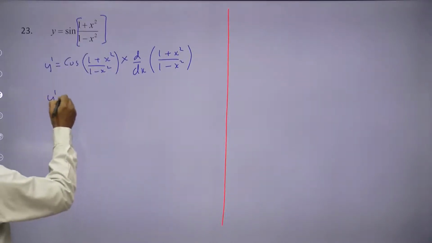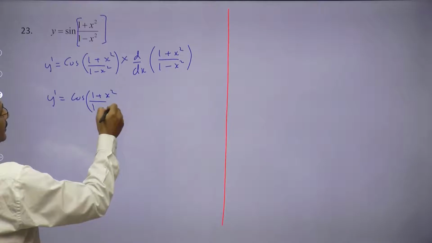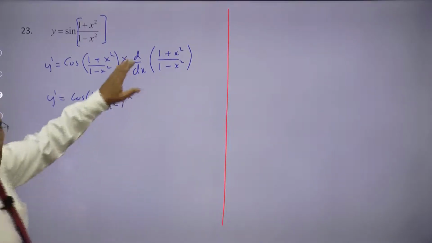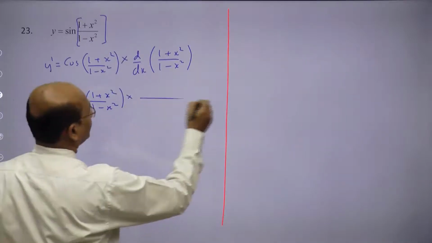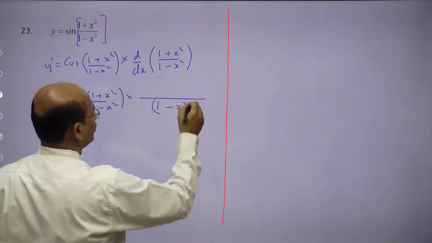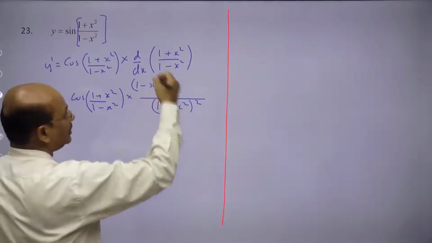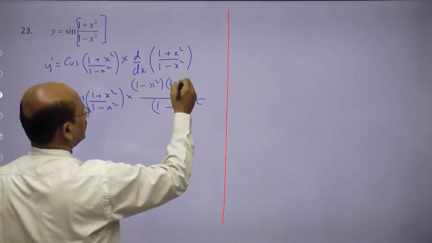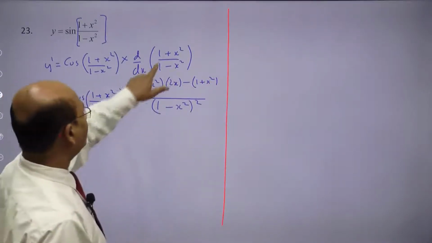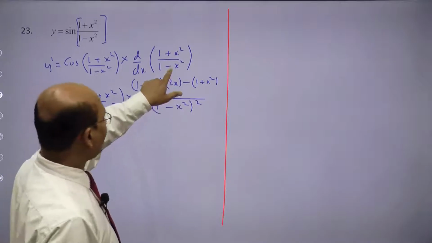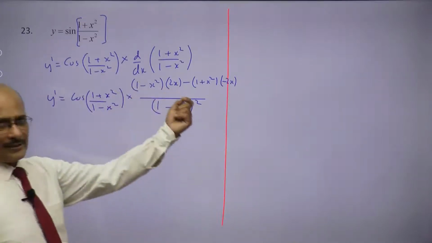So y dash is cos of (1 plus x square upon 1 minus x square) into, now this is derivative of what? u upon v. So let us go ahead and apply u upon v, and what happens? Let us see. (1 minus x square) whole square, v square, and v, a simple function, I am directly taking the derivative, v derivative of u minus u. Now derivative of v, understand this was plus x square, derivative became 2x, this minus x square, derivative will become minus 2x. Don't forget that.